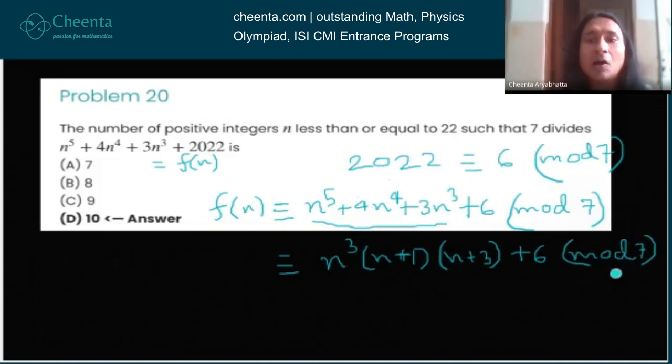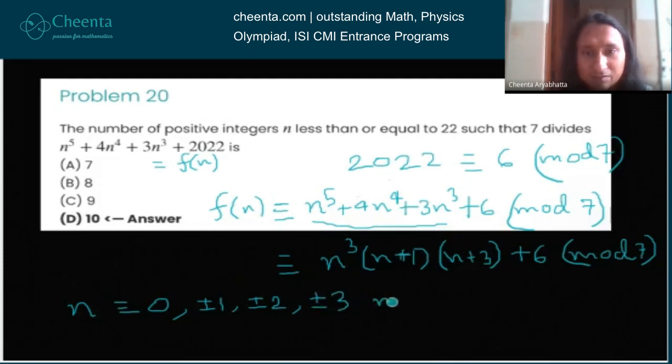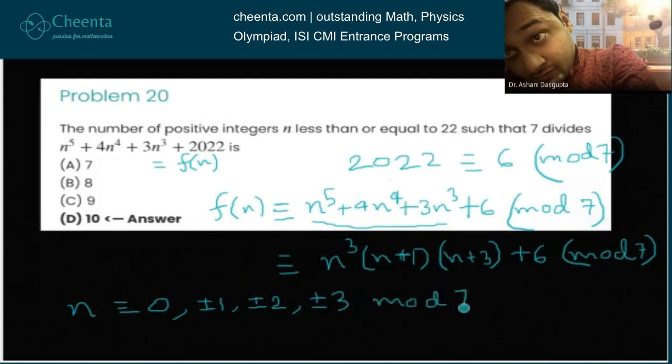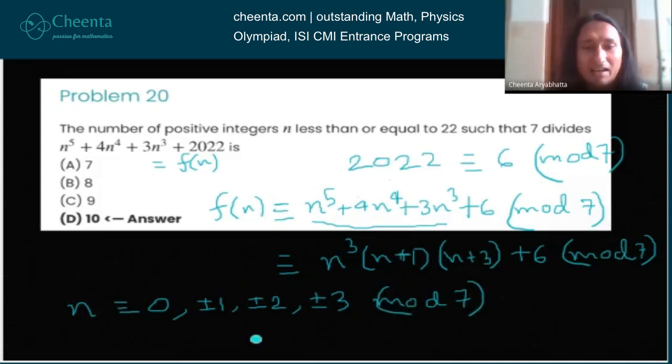And now you just need to check the different possible residues. N can be congruent to 0, plus or minus 1, plus or minus 2, or plus or minus 3 modulo 7. You have to try each of them and see which ones work. The only ones that are going to work are, okay, let me check here.